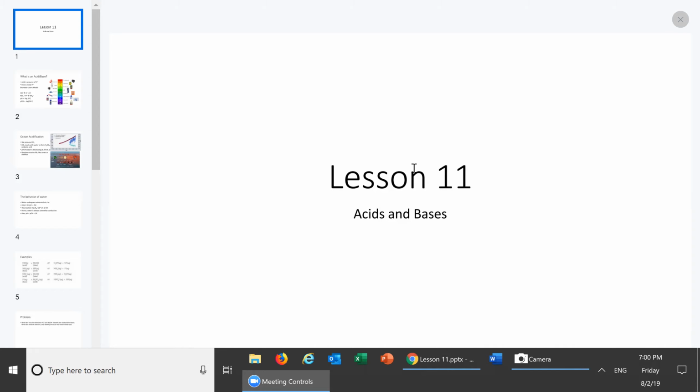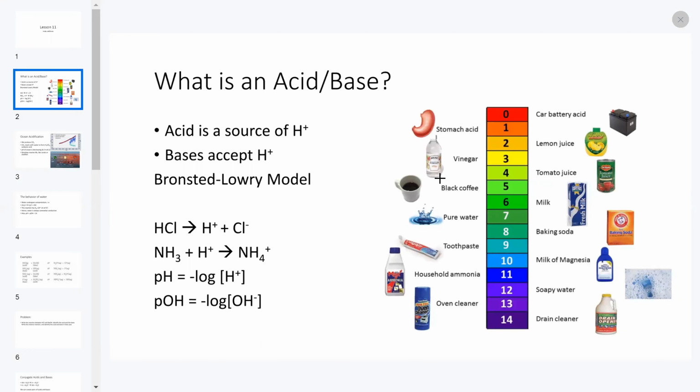So what is an acid or a base? For now, we're going to use the Bronsted-Lowry model or definition of acids and bases. Under this definition, we can say that an acid is a source of H plus and bases accept H plus, okay? So this is the Bronsted-Lowry model of acids and bases.